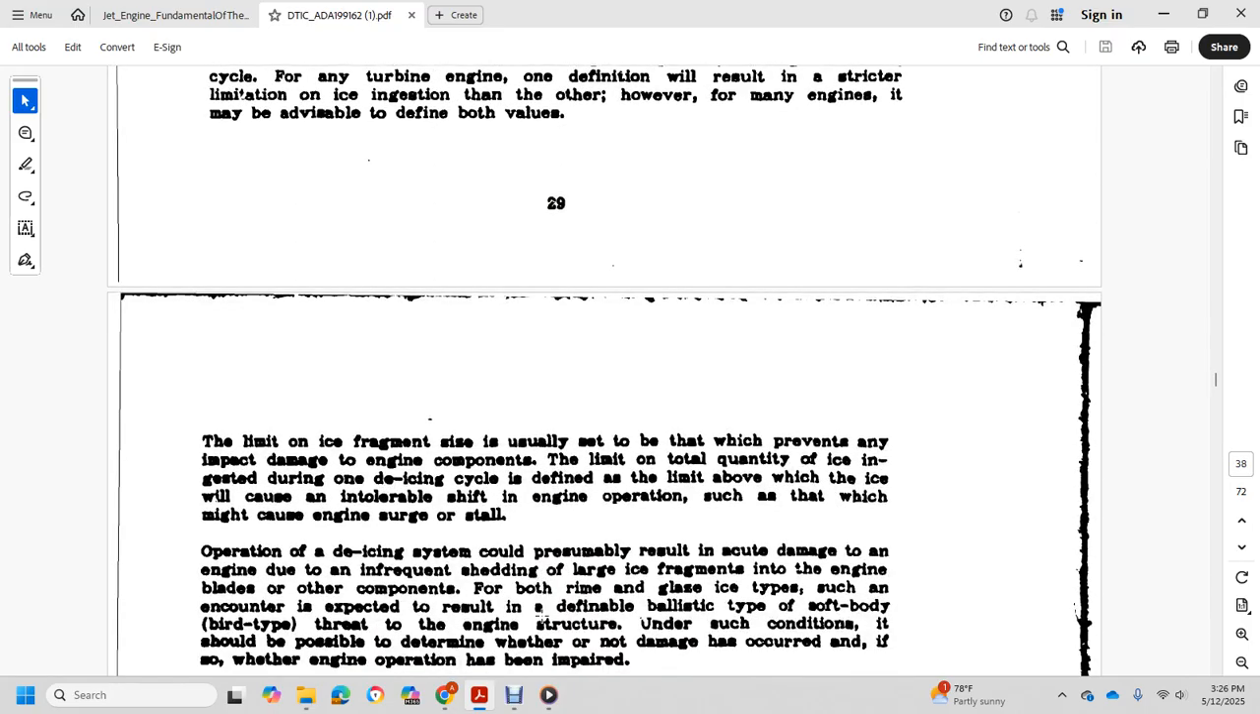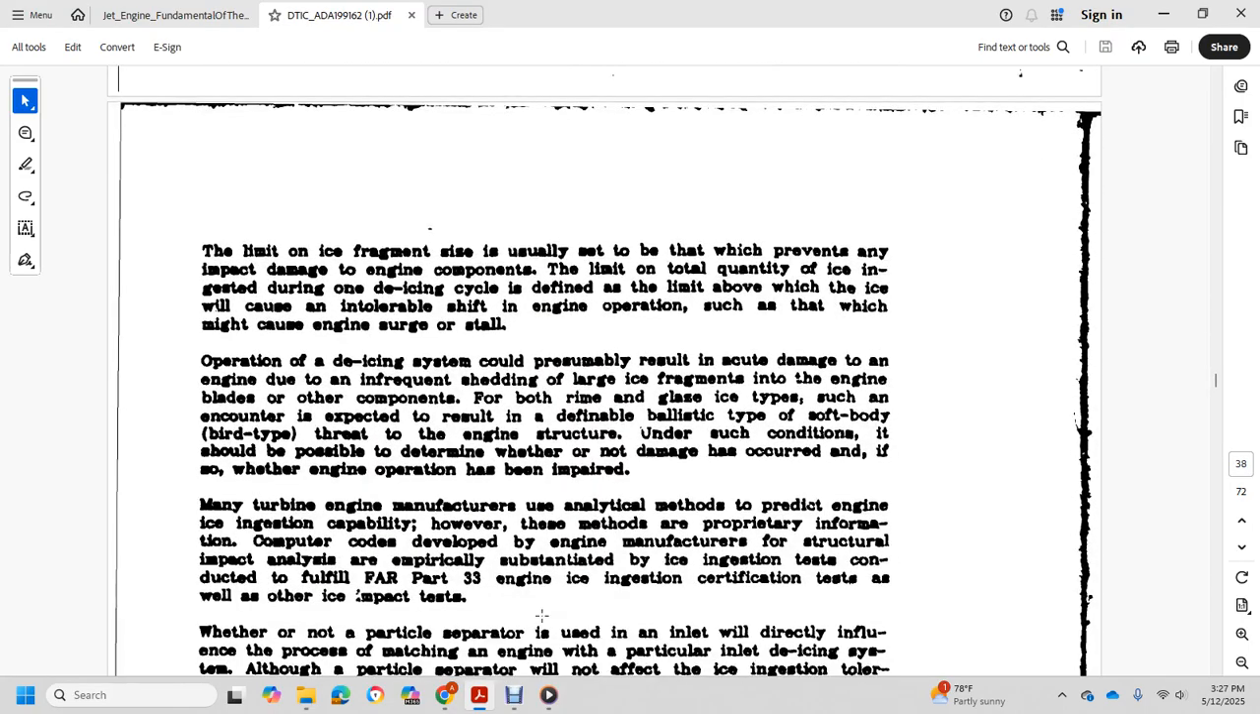The limit of the ice fragment size is usually set to prevent any damage to the engine component. The limit on the total quantity of ice ingested during one de-icing cycle defines the limit above which ice will cause an intolerable shift of the engine operation, such as one which might cause engine surge or stall. Operating a de-icing system can presumably result in acute damage to the engine during the infrequent shedding of large ice fragments onto the engine blade and other components, for both rime and glaze ice types.